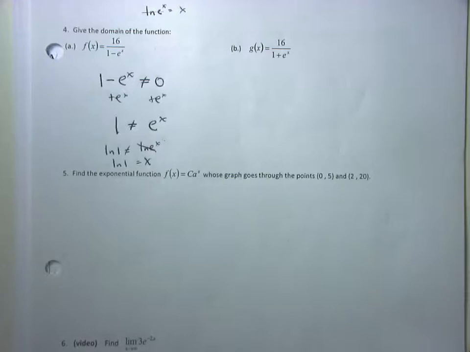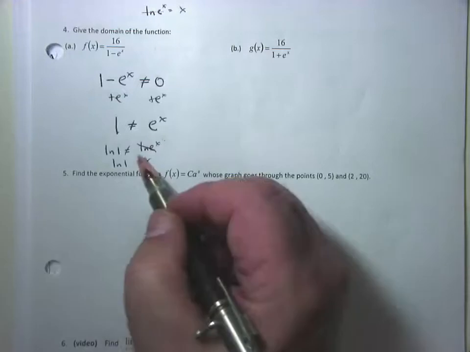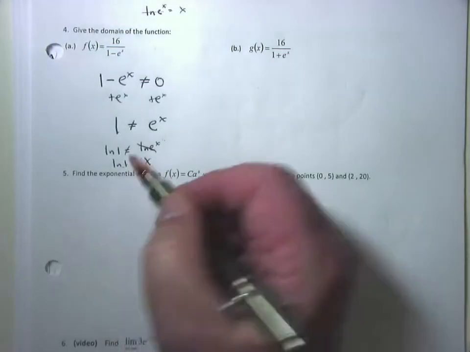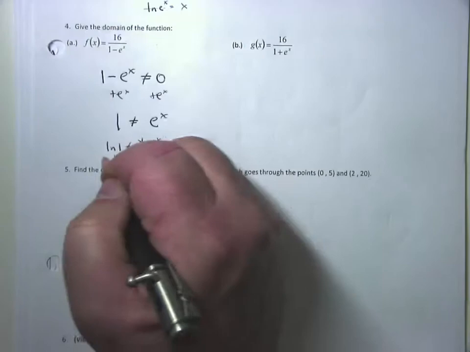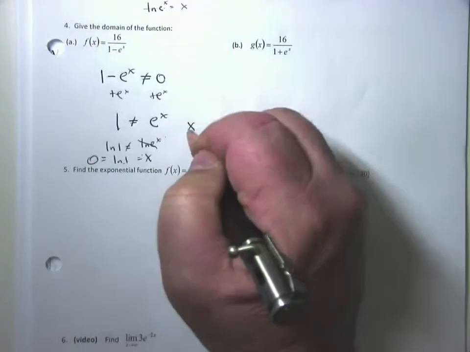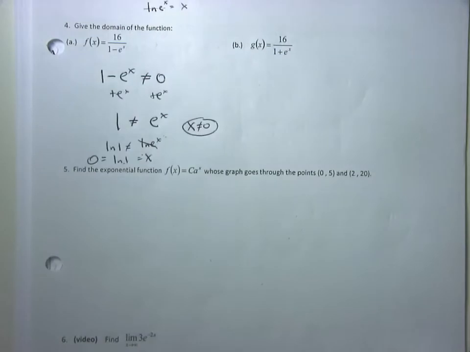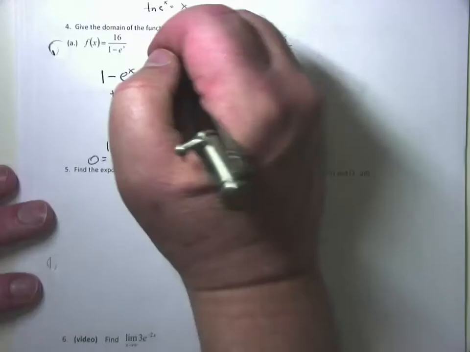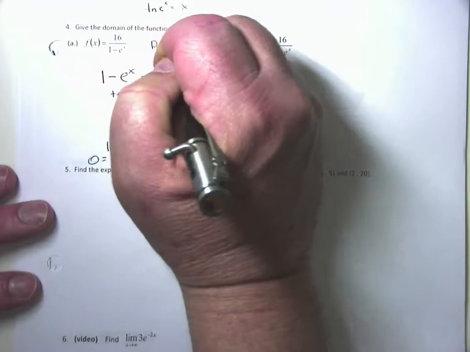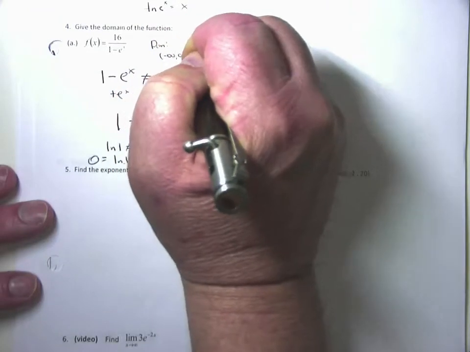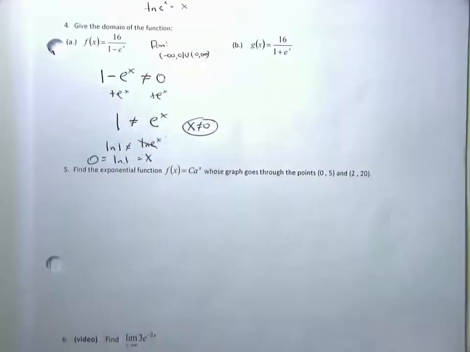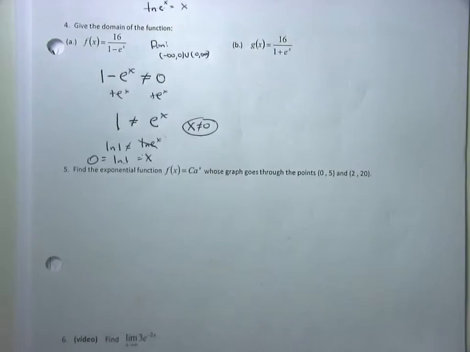But what is the natural log of 1 equal to? In other words, e raised to what power is equal to 1? 0. x cannot be equal to 0. The domain is all real numbers except 0. That's what it asks for, the domain. We would say -infinity to 0, union 0 to infinity. You can have anybody but 0. What about the other dude?